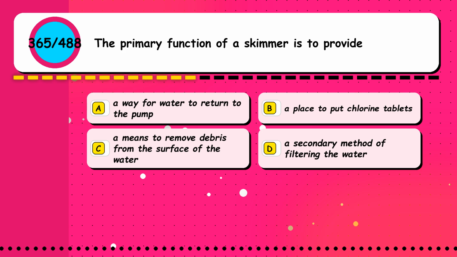Question 365. The primary function of a skimmer is to provide: option A. A way for water to return to the pump. Option B. A place to put chlorine tablets. Option C. A means to remove debris from the surface of the water. Option D. A secondary method of filtering the water.